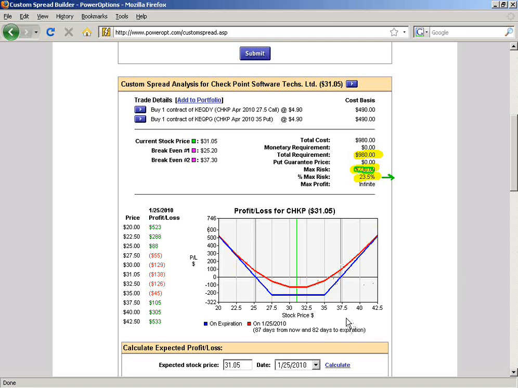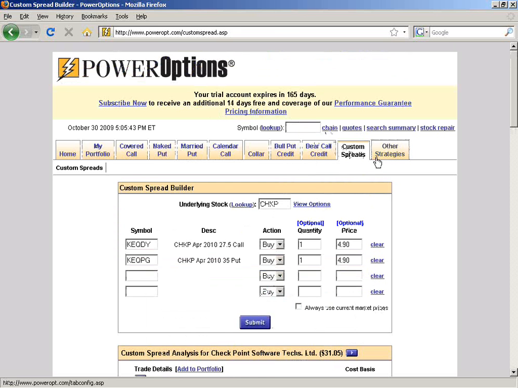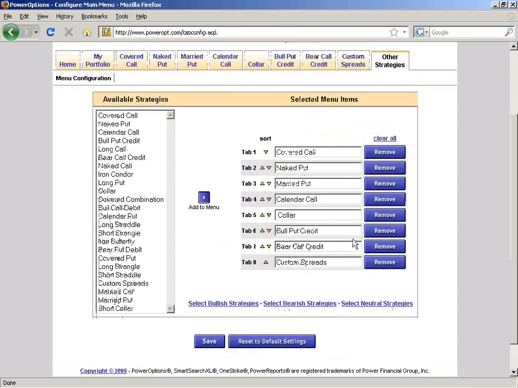Let me just show you what I mean. This is actually technically not what I call a long strangle. It gives me a similar profit and loss chart to a long strangle. But when I think of a long strangle, let me show you what I mean. Let me go into the other strategies. Let me clear out some of my credit spreads here.